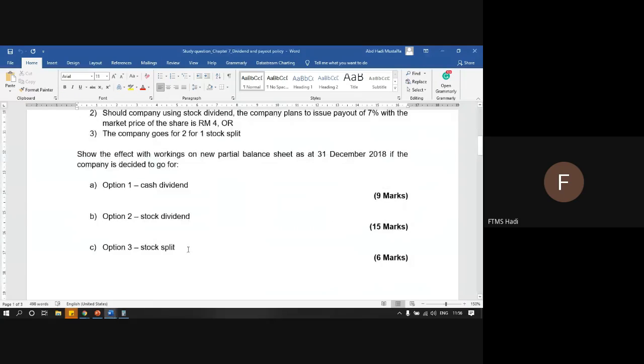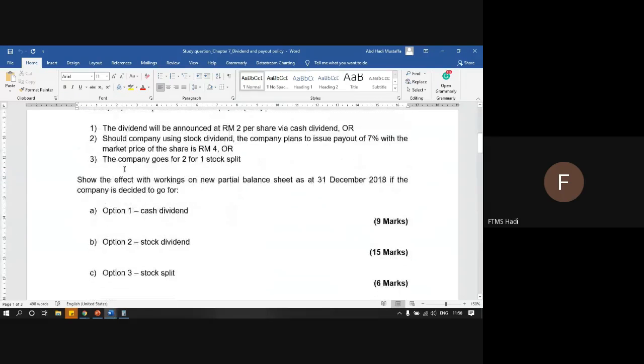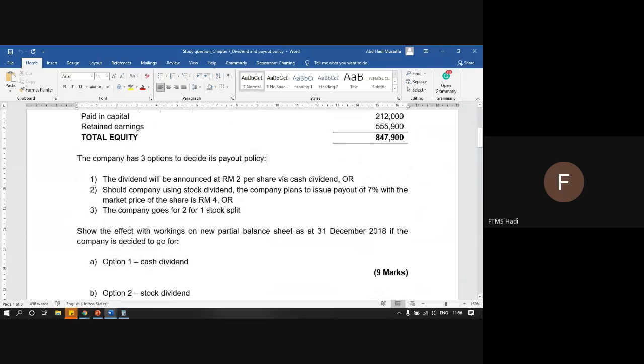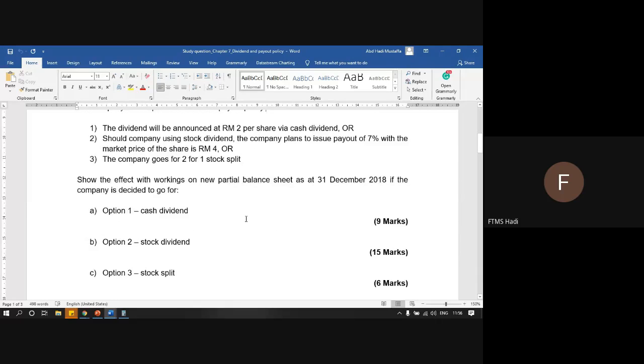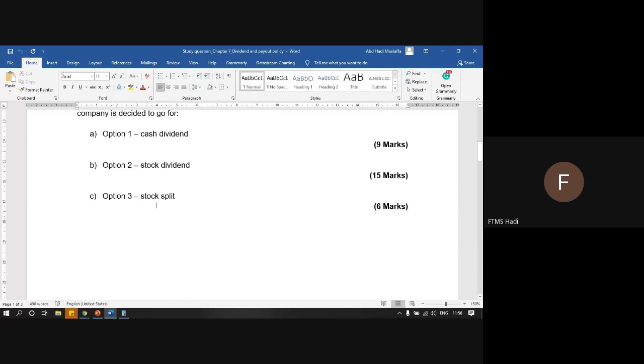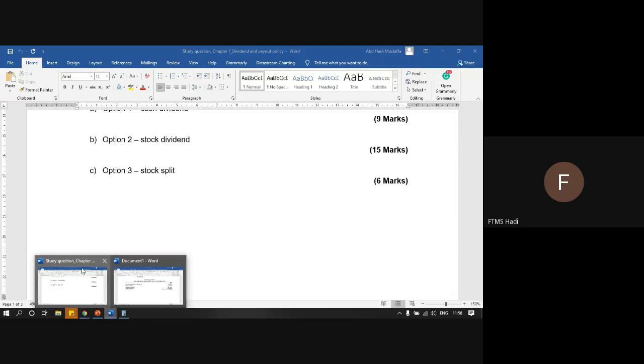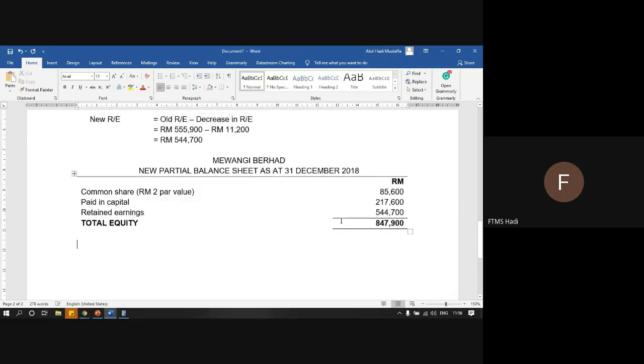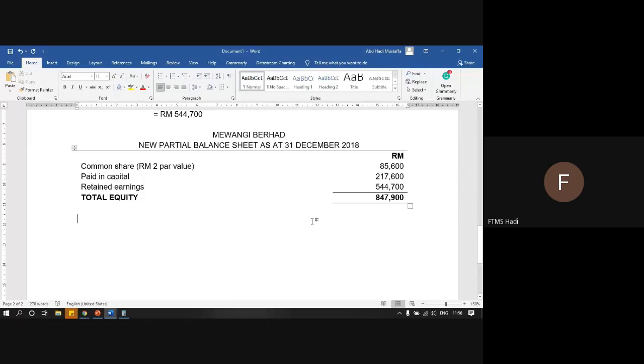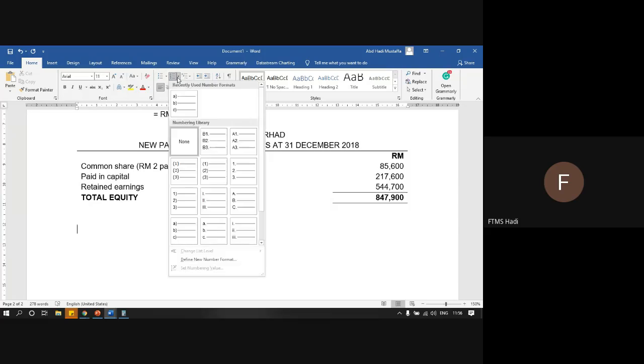Okay, the last part will be stock split. The company goes for a 2-for-1 stock split. It means buy two, get one free. If you purchase 2 shares, you will get 1 free. Okay, which is a stock split of 6 marks. This one is the simplest part, because the only effect on the balance sheet is only at the par value. Okay, let me show you how to do question C, which is stock split.